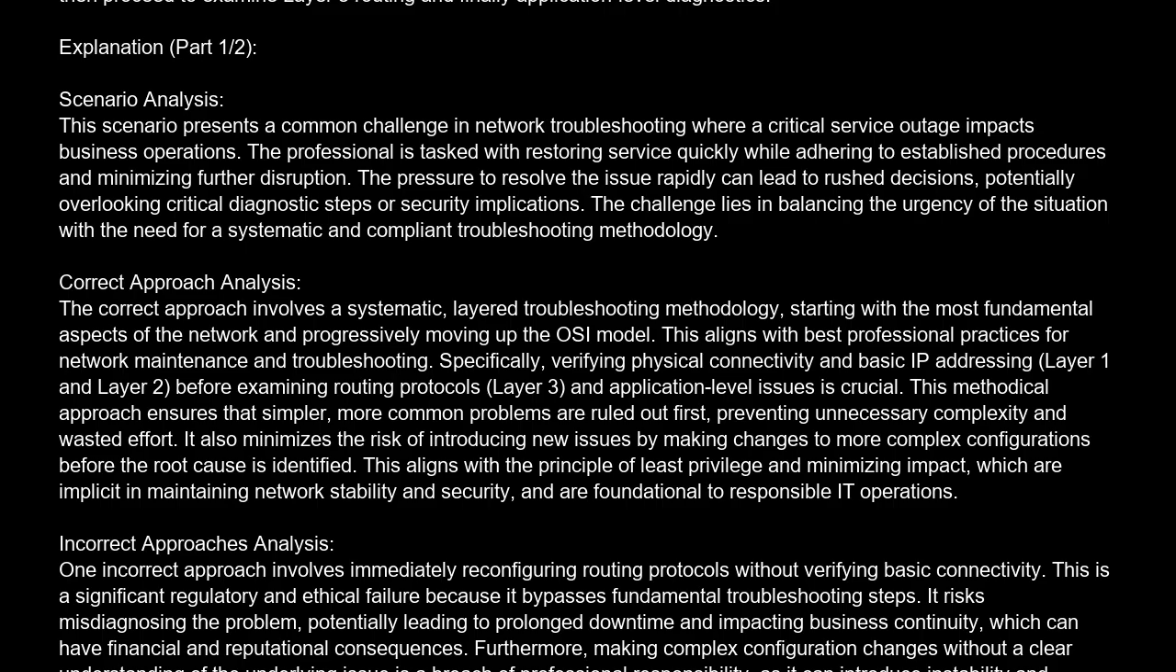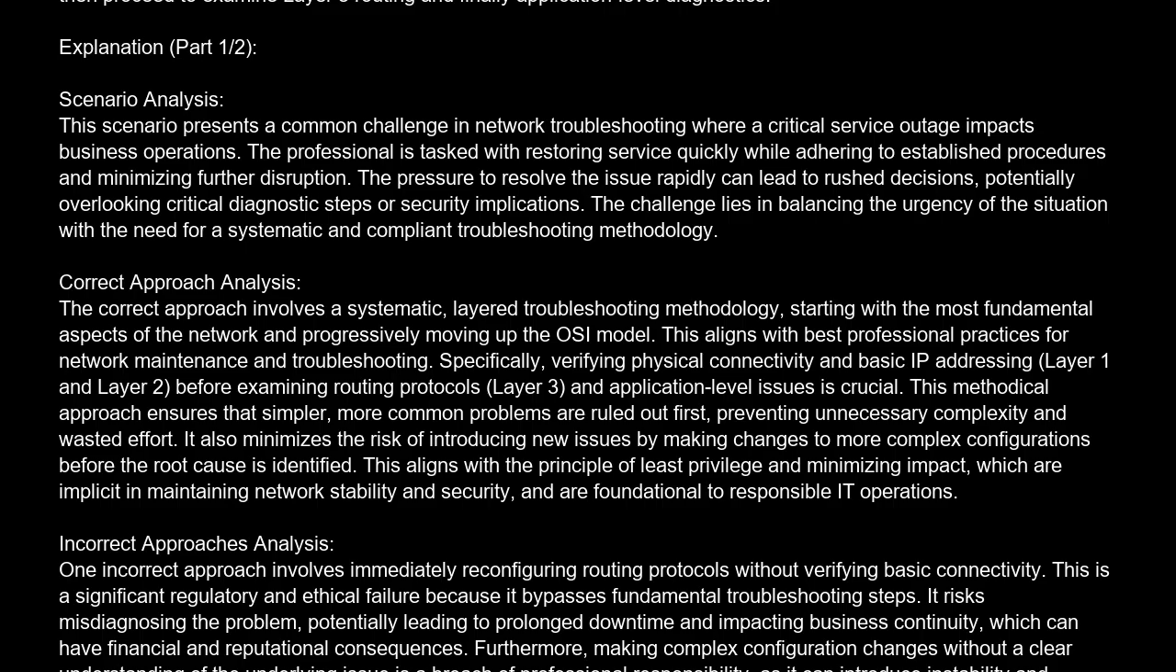Specifically, verifying physical connectivity and basic IP addressing, Layer 1 and Layer 2, before examining routing protocols, Layer 3, and application-level issues is crucial. This methodical approach ensures that simpler, more common problems are ruled out first, preventing unnecessary complexity and wasted effort. It also minimizes the risk of introducing new issues by making changes to more complex configurations before the root cause is identified. This aligns with the principle of least privilege and minimizing impact, which are implicit in maintaining network stability and security, and are foundational to responsible IT operations.